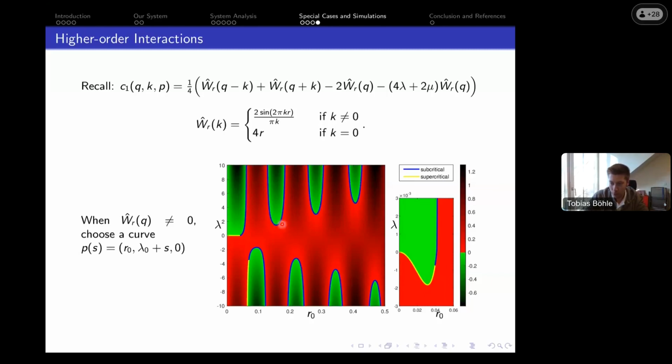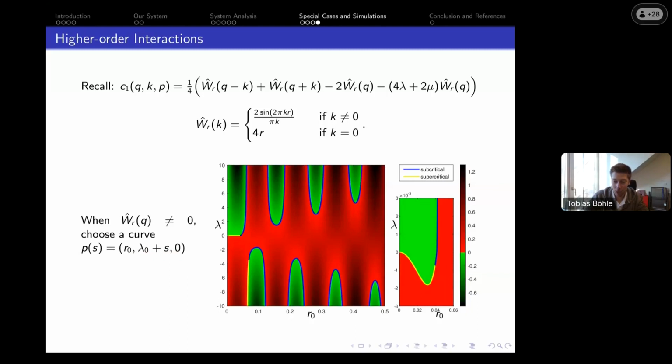And here, if the boundary is given by a blue line, it means that the bifurcation is subcritical. So there, the bifurcating solutions are unstable. But here in the yellow regions, the bifurcating solutions are in fact stable. So this is with just triplet interactions.